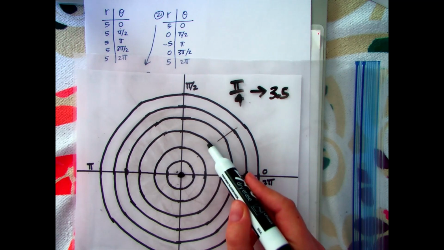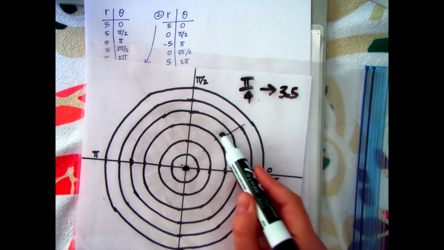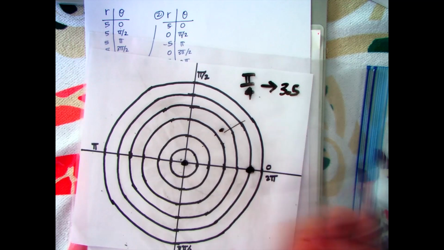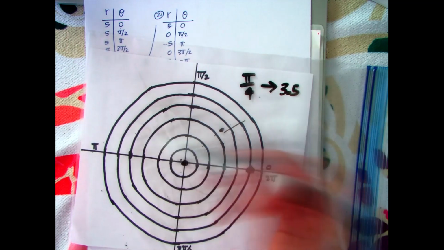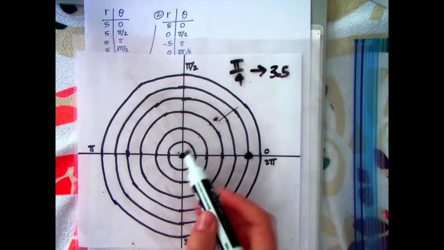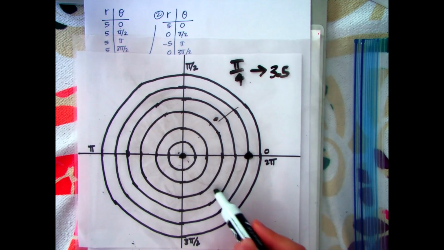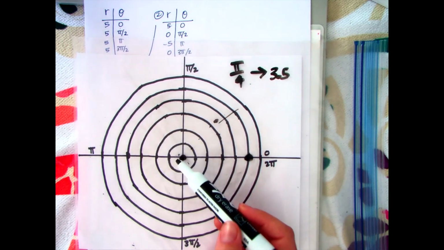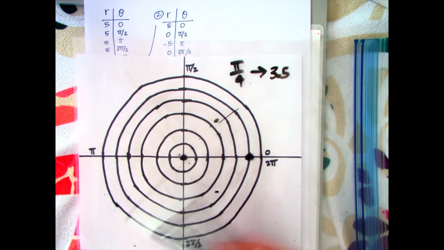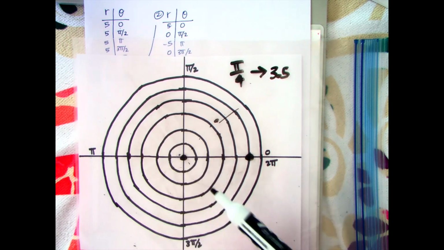I rounded to 3.5. Okay, and I could pick some other ones, so I did 3 pi over 4. 3 pi over 4, it ends up being negative 3.5. So think about why that's true. So about negative 3.5. And I could pick some other ones, right? What if I picked, instead of 3 pi over 4, 5 pi over 4? 5 pi over 4, right? I could still plug in all these different values.